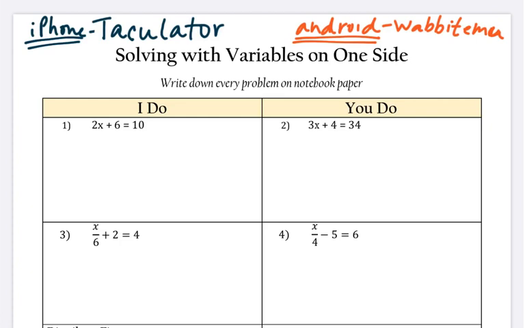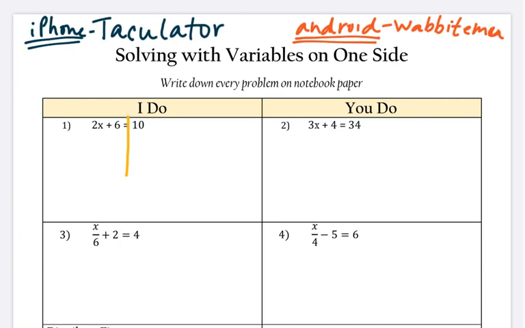In number 1, I like to draw a border to separate the left side of the equation from the right side. Our goal when we solve equations is to get the variable by itself. Remember, a variable is a letter that we're trying to figure out what its value is. So we are solving with the variable on one side. The variable's on the left here, just on one side of the equation.